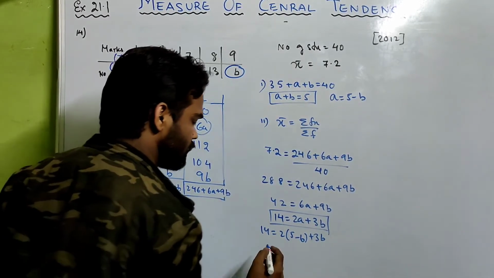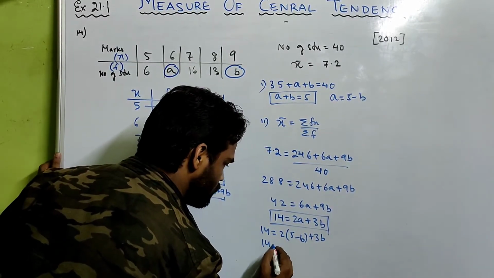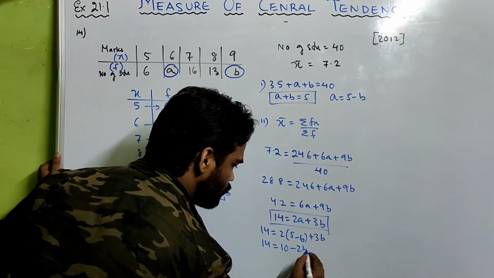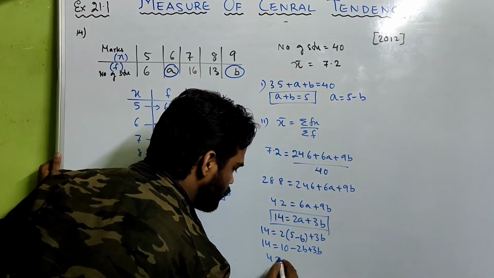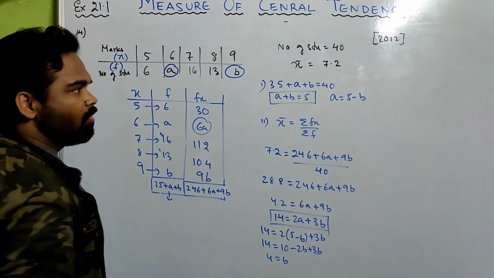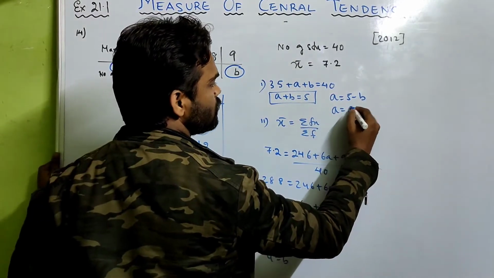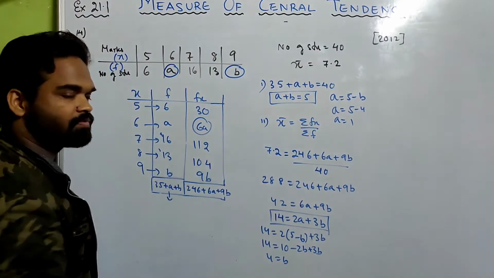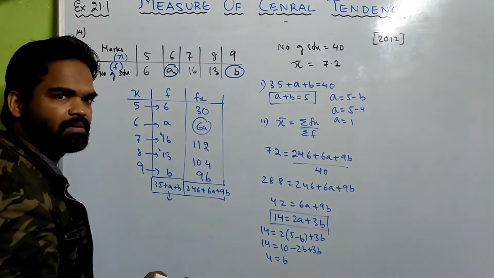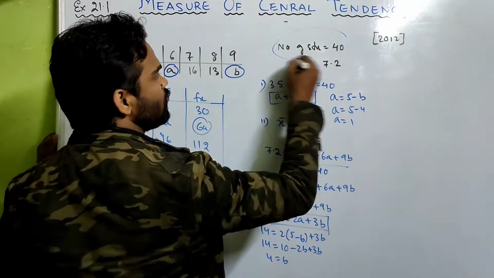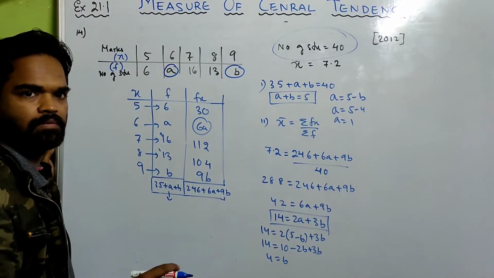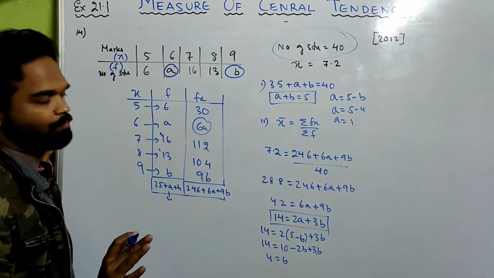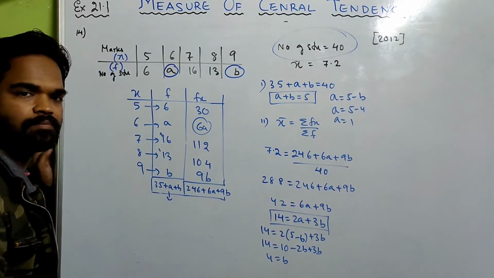Substitution method, okay. So this is 14 equals to 10 minus 2B plus 3B, or 4 equals to B. So we got B as 4. Put it over here. So A is your 1. So A is 1 and B is 4. Same method. We use direct method. Number of students was sigma f. The sum of the frequencies was given to us. Okay, we got 2 equations, solve it.